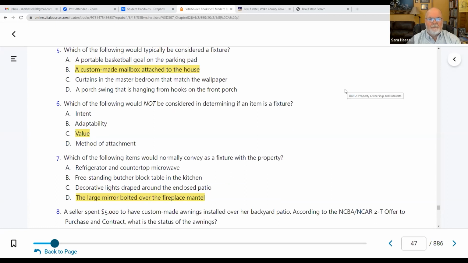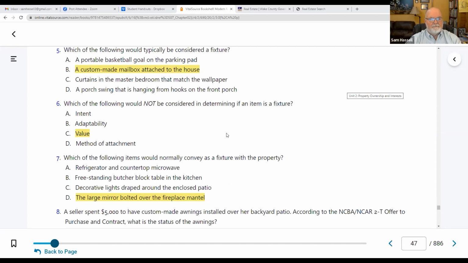Number 5. Which of the following would typically be considered a fixture? It's a custom-made mailbox attached to the house, right? By method of attachment, we screwed it into the house. It's going to stay there. It's custom-made for the house, right? Don't forget IRMA: intent, relationship, method of attachment, and adaptation to the real estate, okay? In this particular case, it is meant to stay, particularly by method of attachment.